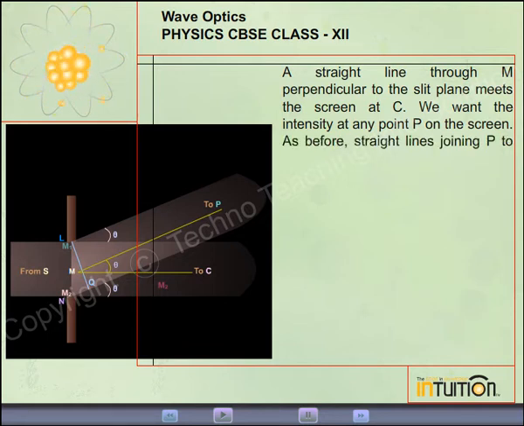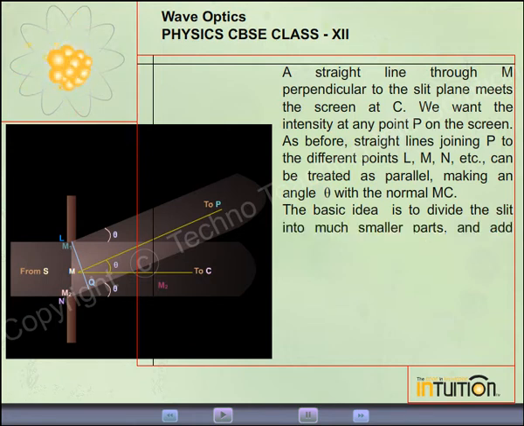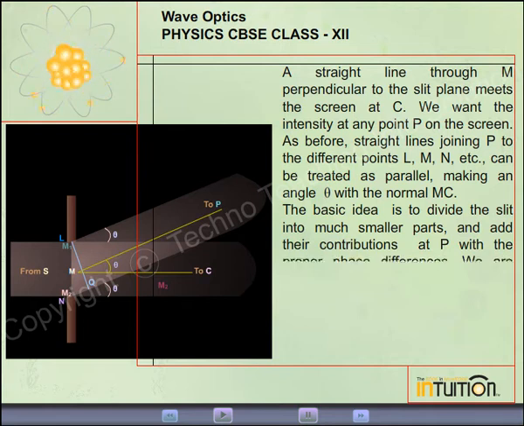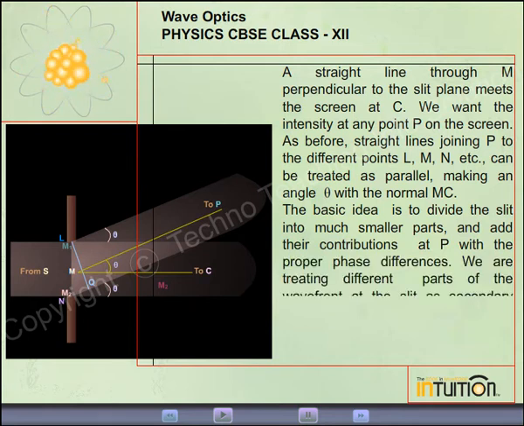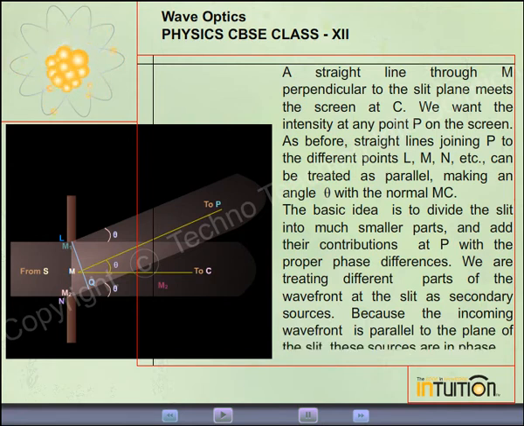As before, straight lines joining P to the different points L, M, N, etc. can be treated as parallel, making an angle theta with the normal MC. The basic idea is to divide the slit into much smaller parts and add their contributions at P with the proper phase differences. We are treating different parts of the wavefront at the slit as secondary sources. Because the incoming wavefront is parallel to the plane of the slit, these sources are in phase.